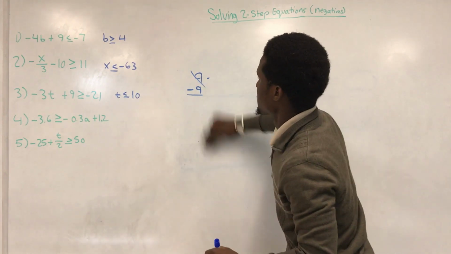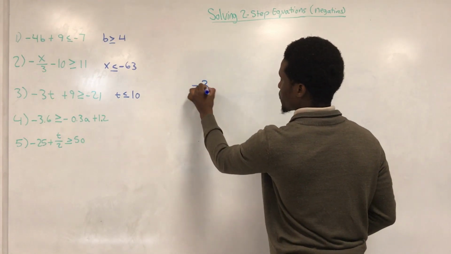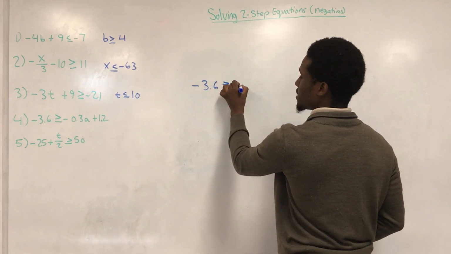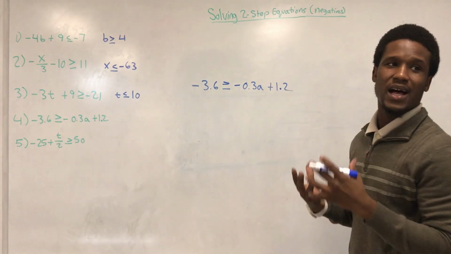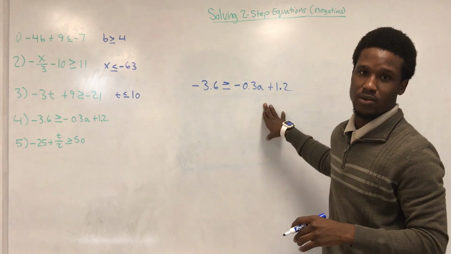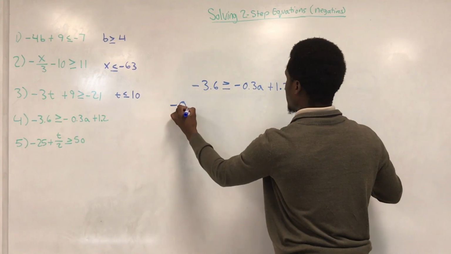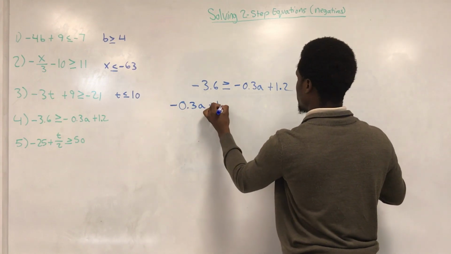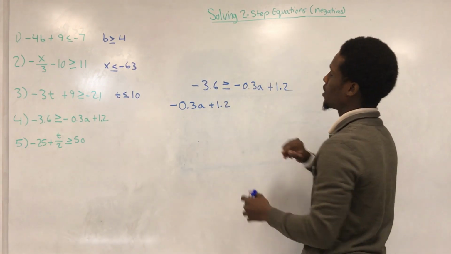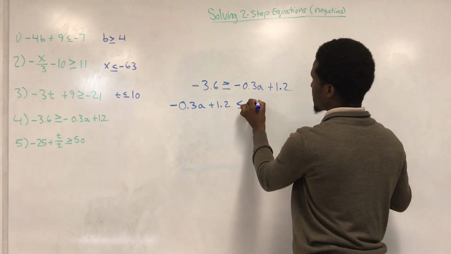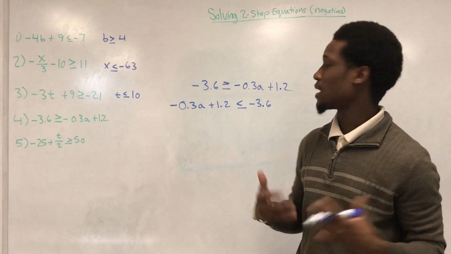Next, we have negative 3.6 is greater than or equal to negative 0.3a plus 1.2. Me personally, I like to have my solutions on the right side, so I'm just going to go ahead and flip everything so it's something that I'm a little bit more used to. Since I flipped the entire thing, I have to flip the inequality as well: negative 0.3a plus 1.2 is less than or equal to negative 3.6. You don't have to do that. It just makes me see things a lot better.